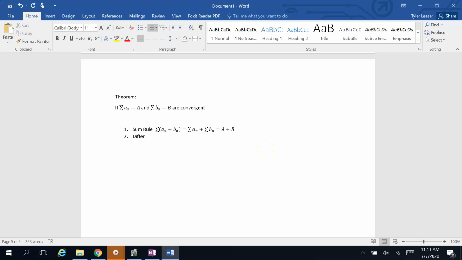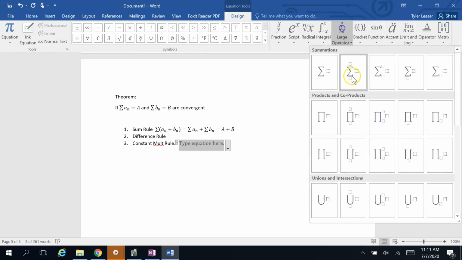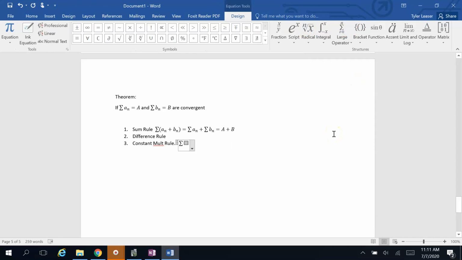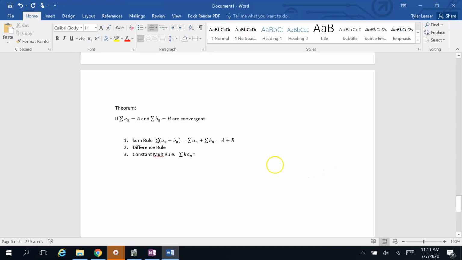We also have a difference rule. I'm not going to bother writing this one out, but just put minus signs in place of all of this stuff. And then the third one is the constant multiple rule. So what the constant multiple rule says is that if you have a series where you have a constant times your sequence values, this converges to just that constant times the sum. In other words, if you do have constants inside of your series, you can pull those constants out.